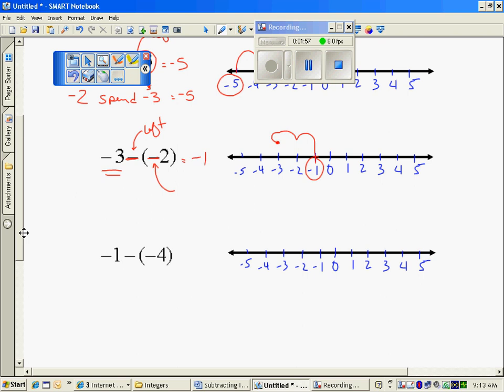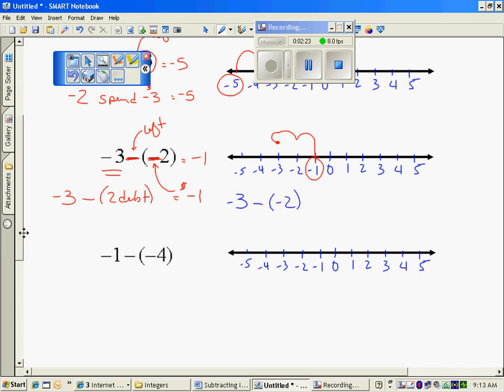In terms of money, I am $3 in the hole. I'm going to take away a $2 debt. I owe $2, and I'm going to take that debt away. So if I take away something that I owe, I actually gain money, and I would now have only $1 in the hole.